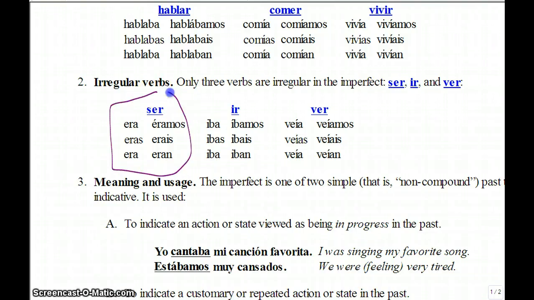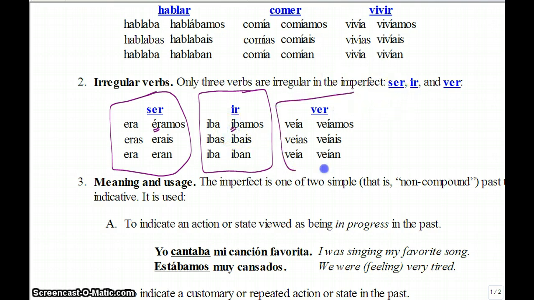Ser is era, eras, era, and so on. And éramos has an accent over the e. And then we've got ir, which has iba, ibas, iba, and so on, and has an accent over the i in íbamos. And then ver, which has an accent over all the i's. Some people argue that it's not really irregular, but it is because we leave the e in.